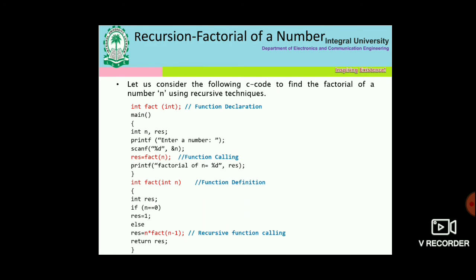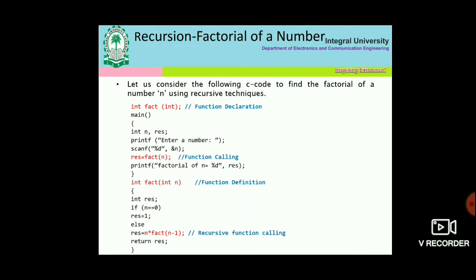Now whenever the function is being called, it will go to the function definition. First time the function is being called, it will be invoked by the main function or the compiler. Now inside the fact function, where we have passed an argument integer n, integer res we have declared as a variable. If n equals 0, res will be equal to 1.